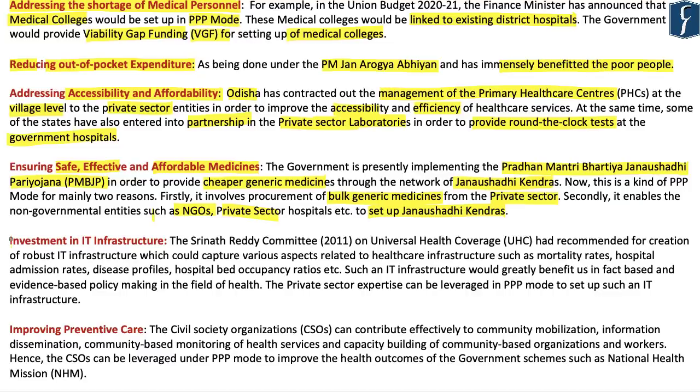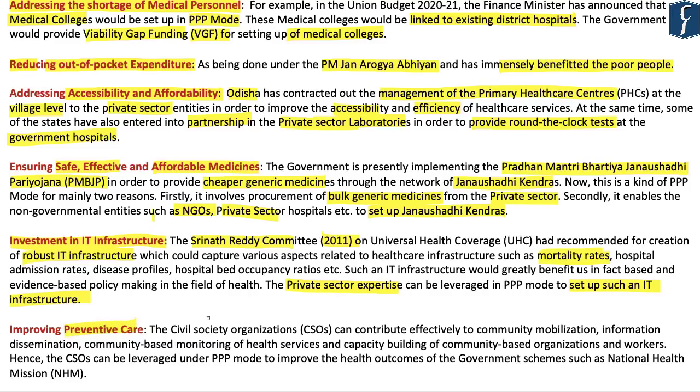Next, private sector can also invest in IT infrastructure. Now in 2011, the Srinath Reddy Committee, which was set up to give its recommendation on universal health coverage, said that we need to have a robust IT infrastructure, and only then can we successfully track mortality rates, hospital admission rates, disease profiles, hospital bed occupancy ratios, etc. And hence the private sector can be used here because it has the expertise as far as infrastructure is concerned, and the private sector can be used to set up such an IT infrastructure.